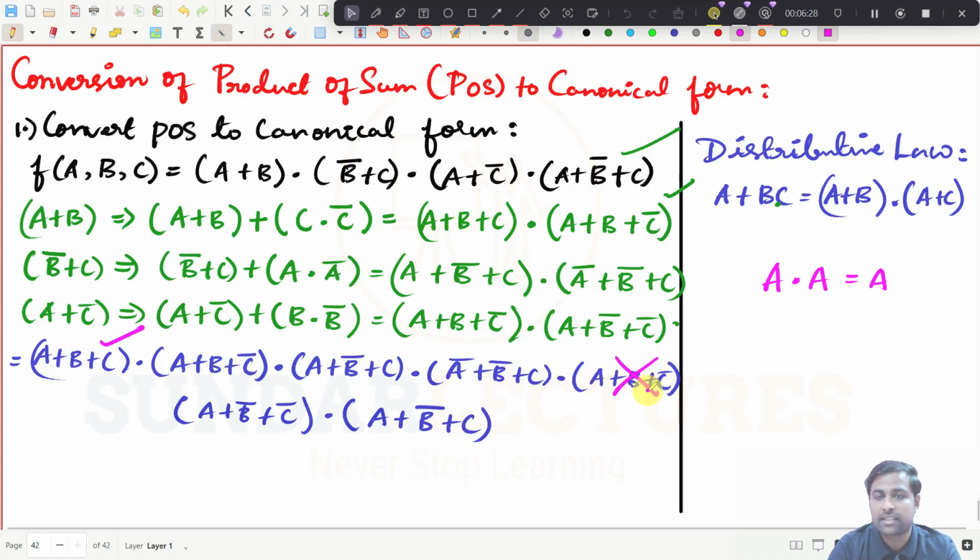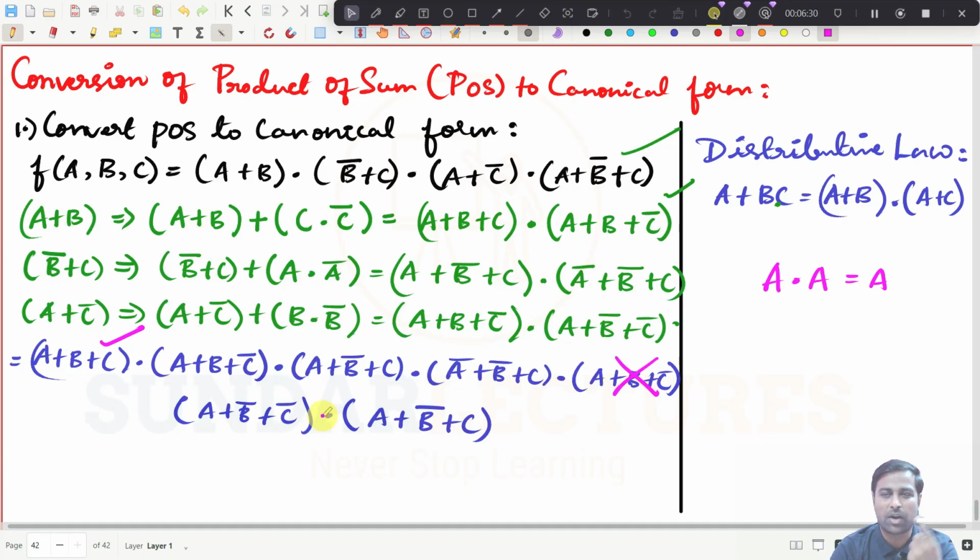So, you neglect this term. Straight up, you have to write any one term, that's all. Next one, A plus B bar plus C. See here, it is A plus, so you don't need to write this. And this one you have to write. And you have to see here, A bar plus B bar plus C, you have a different function. So this is also you have to write.